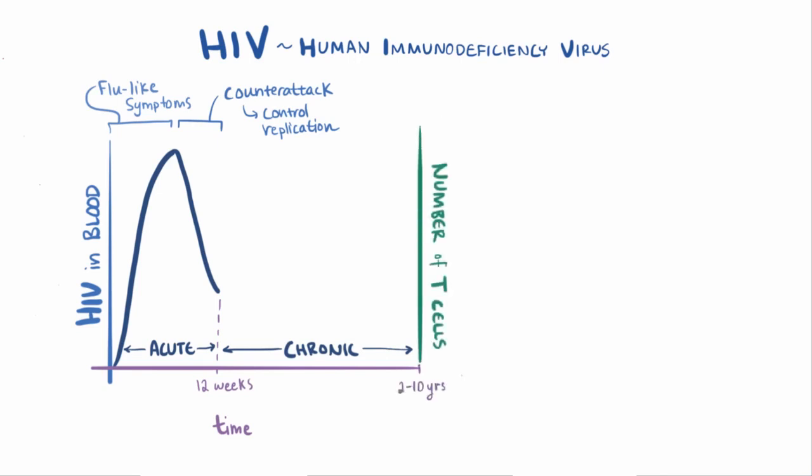If we plot the amount of T cells alongside the amount of virus, we'll see that they loosely mirror each other, which makes total sense, right? Initially, you have a considerable decline in the acute phase until the immune system mounts its counterattack.